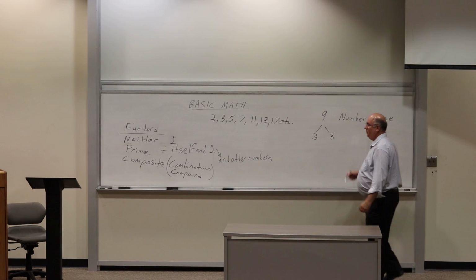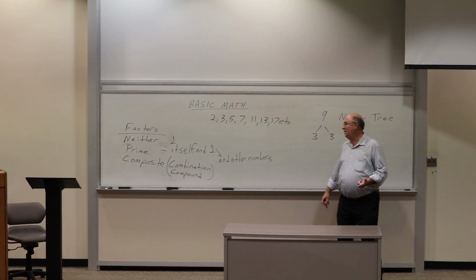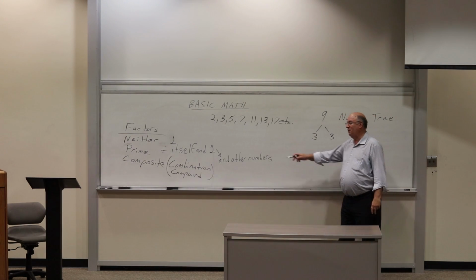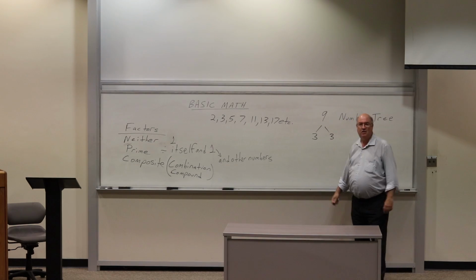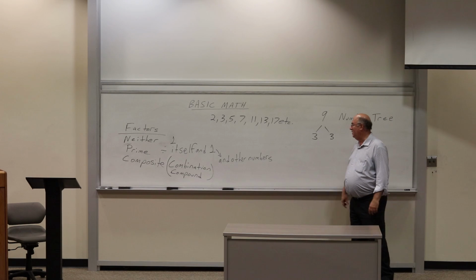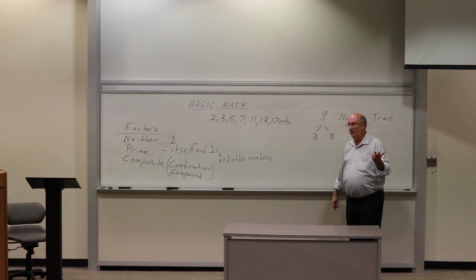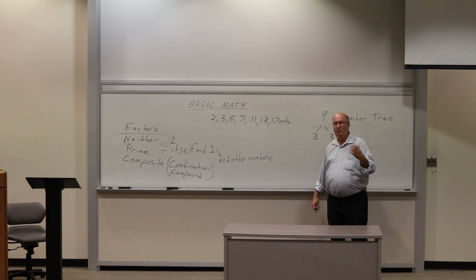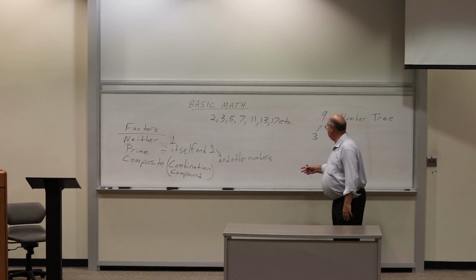So 9, we can divide it by 1. We can divide it by 9, like a prime number. Plus, we can also divide it by other numbers. We can divide it by 3. So this officially is a composite number. 15 is the next odd number that's also composite, because you have 1, you have 15, you have 3, and you have 5. 3 times 5 is 15. So those are also composite numbers.